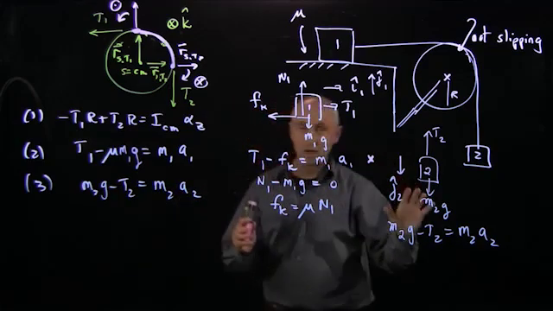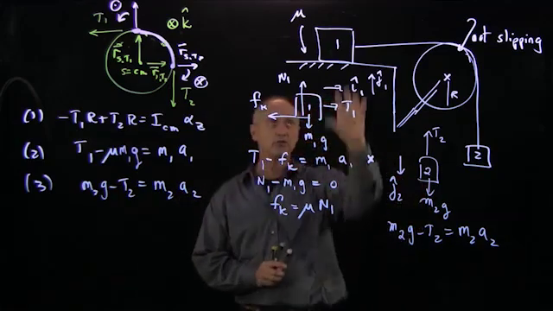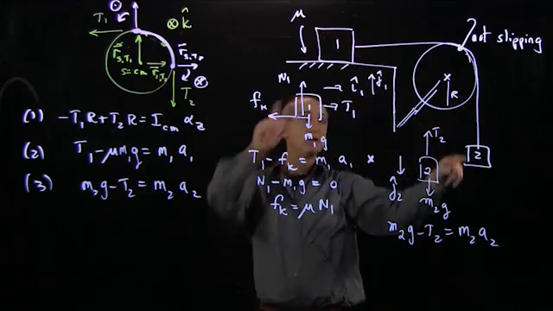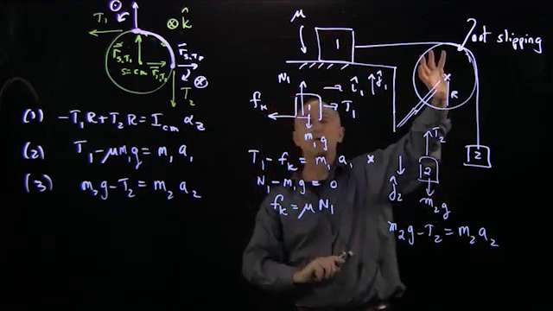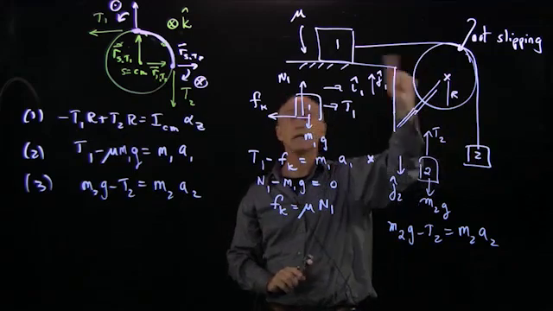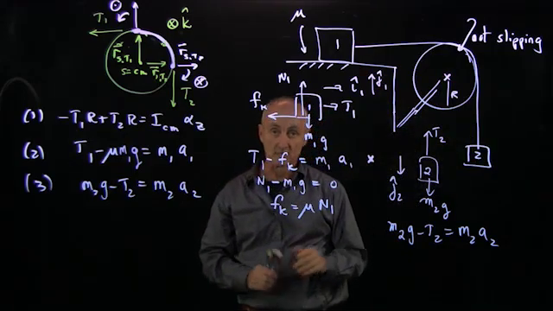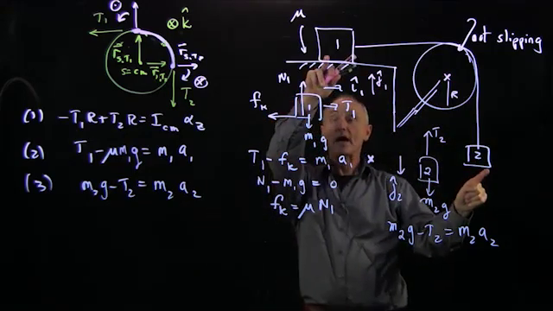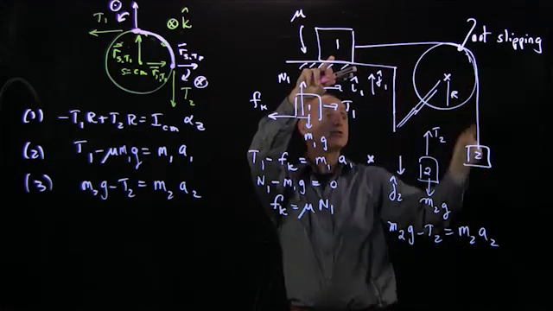But in all of these problems, there are constraint conditions. There are constraints between how the masses are moving and how the angular acceleration of the pulley is related to the linear acceleration of the masses. Let's consider mass 1 and 2. They're attached by a string.